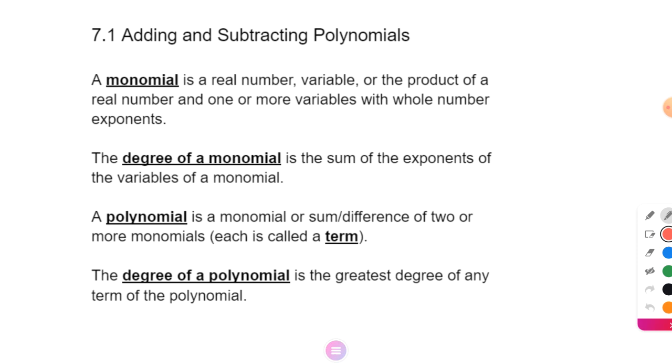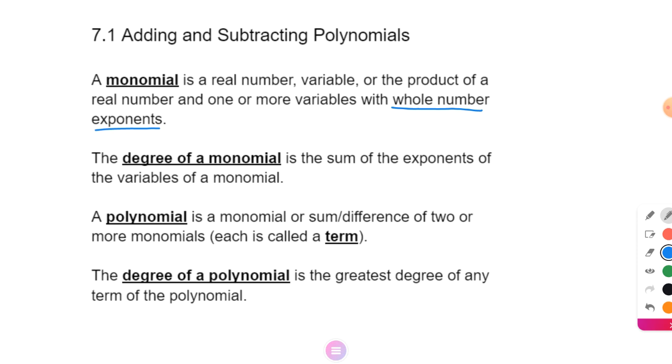So to start with, we need some vocabulary. A monomial is a real number, variable, or the product, meaning we're multiplying a real number and one or more variables with whole number exponents. So the whole number exponents part is important. We cannot have decimals or fractions in exponents. That will not make it a monomial. We also can't have negative exponents.